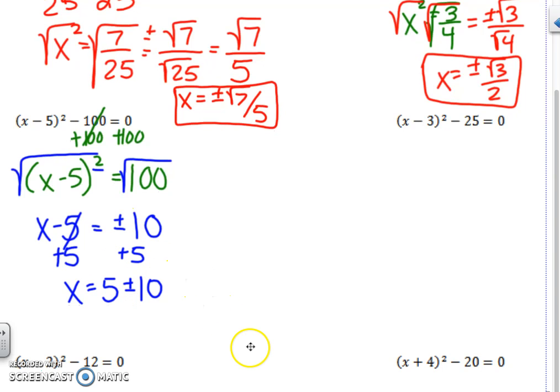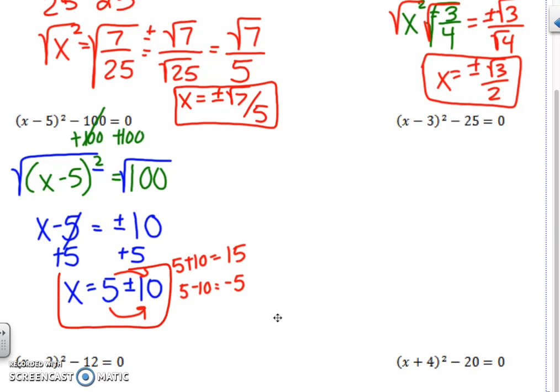Okay, and then you would solve this problem twice. You would do it one way with the plus, so you kind of go like up and do 5 plus 10, which is 15. And then you would also do it with the minus sign. So then you would do 5 minus 10, which is negative 5. So you can leave your answer like this, or you can say x equals 15 and x equals negative 5. Okay.